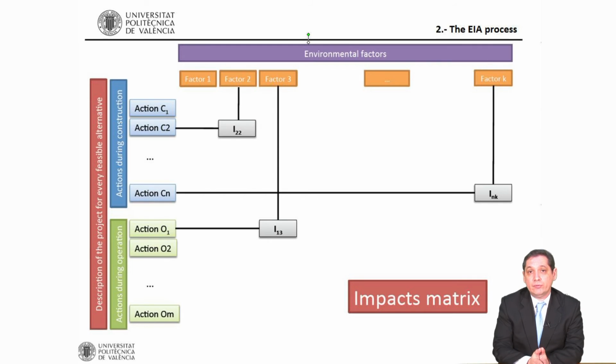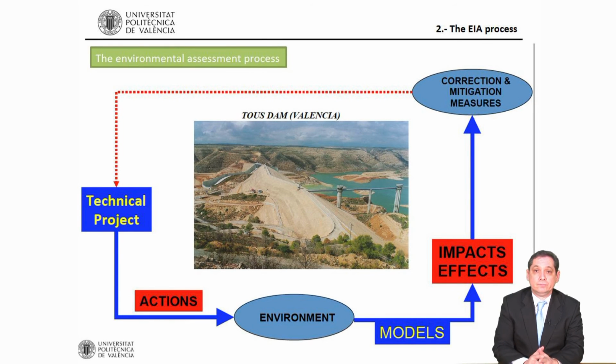And we will be able to define the best correction and mitigation measures in order to maximize the effect of the positive impacts and minimize the effects of the negative impacts. By doing that, we will probably have to change the technical project, and we will probably have to modify its budget also. This is the general environmental impact assessment process that has been implemented in the European Union legislation.